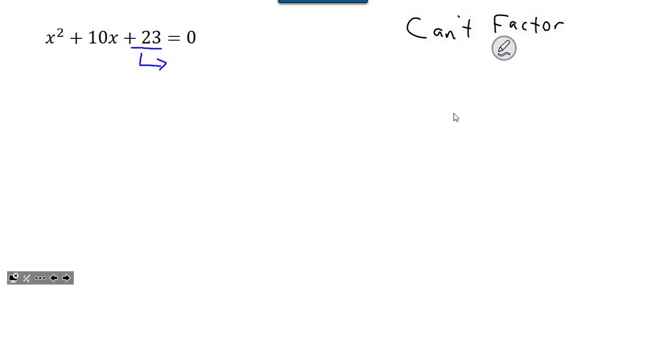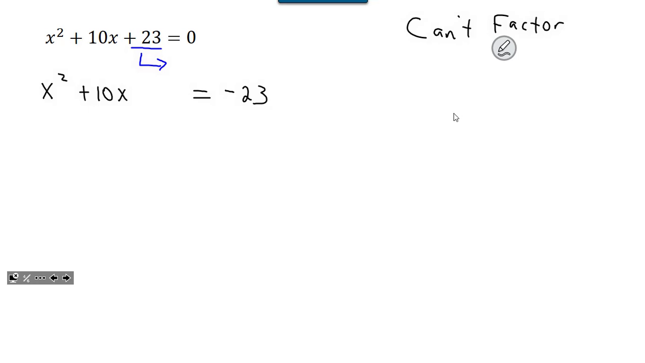After I've made sure there's a 1 there, I'm going to move that 23 over to the other side of my equation. So this is going to become x squared plus 10x, and that's going to be equal to a positive 23 moved to the other side turns into negative 23. I subtracted 23 on both sides, so that left me with the negative 23.